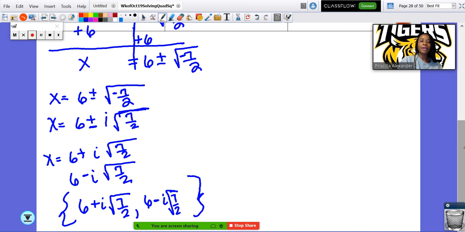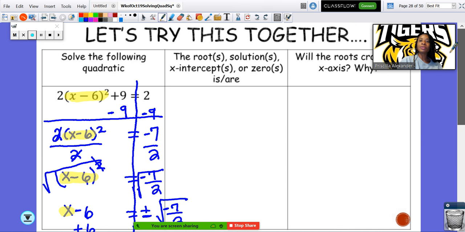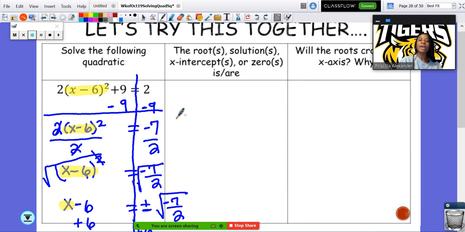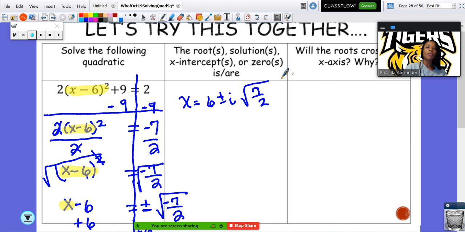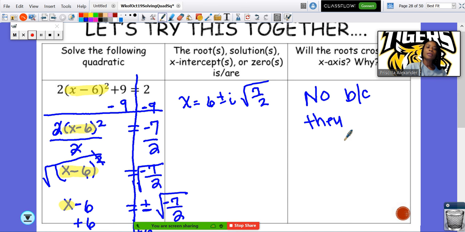Okay, so now I got my answer, so I'm going to answer these questions up here. The roots, solutions, x-intercepts, or zeros, is r. Well, I'm going to write the condensed form of the answer. x equals 6 plus or minus i, the square root of 7 over 2. And then this question over here says, where the roots cross the x-axis, and then write y. It's going to be no in this case, and that's because they are complex solutions.